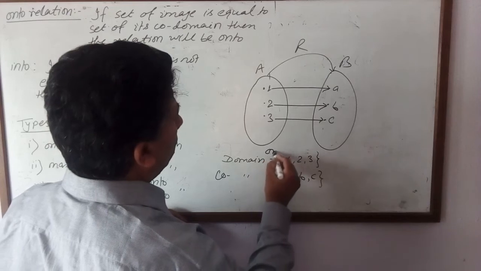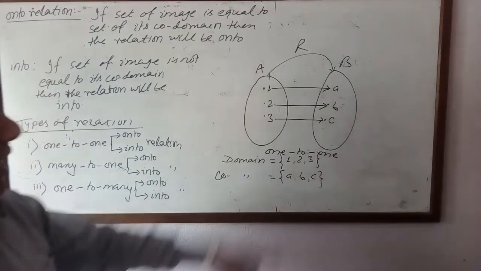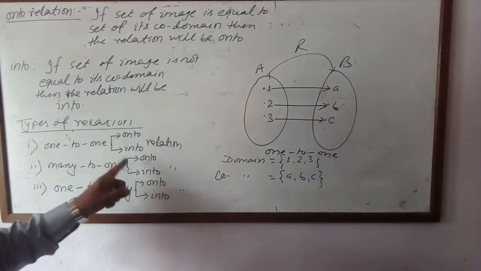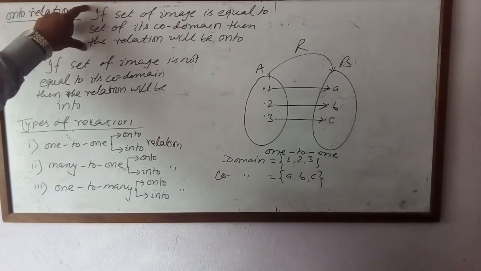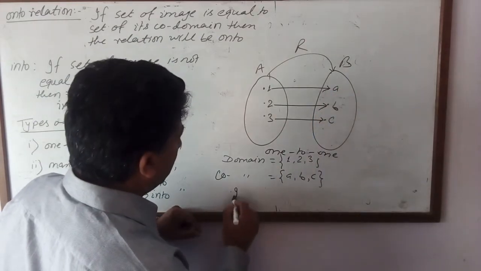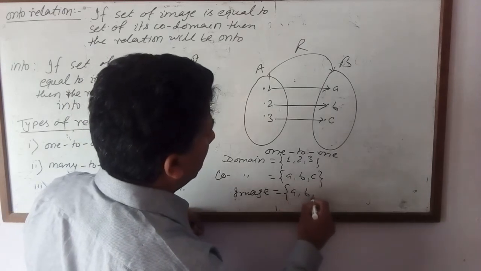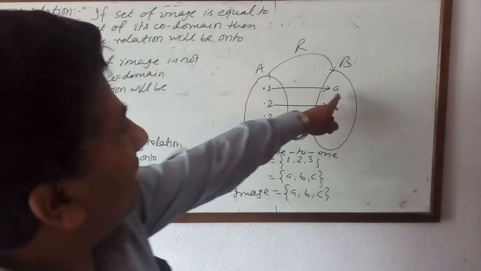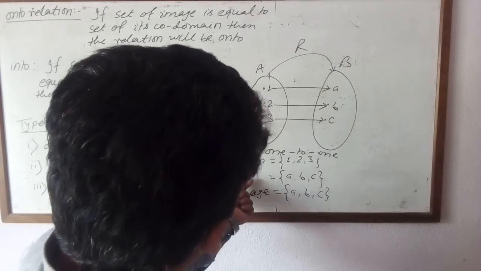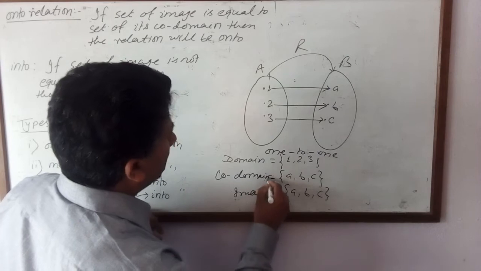This one is a one to one relation. Again, which type: onto or into? Onto means first of all you have to find its codomain, which is ABC. What is the set of image? The set of image is also ABC. A is the image of 1, B is the image of 2, C is the image of 3. That's why the set of codomain is ABC and the set of image is also ABC.